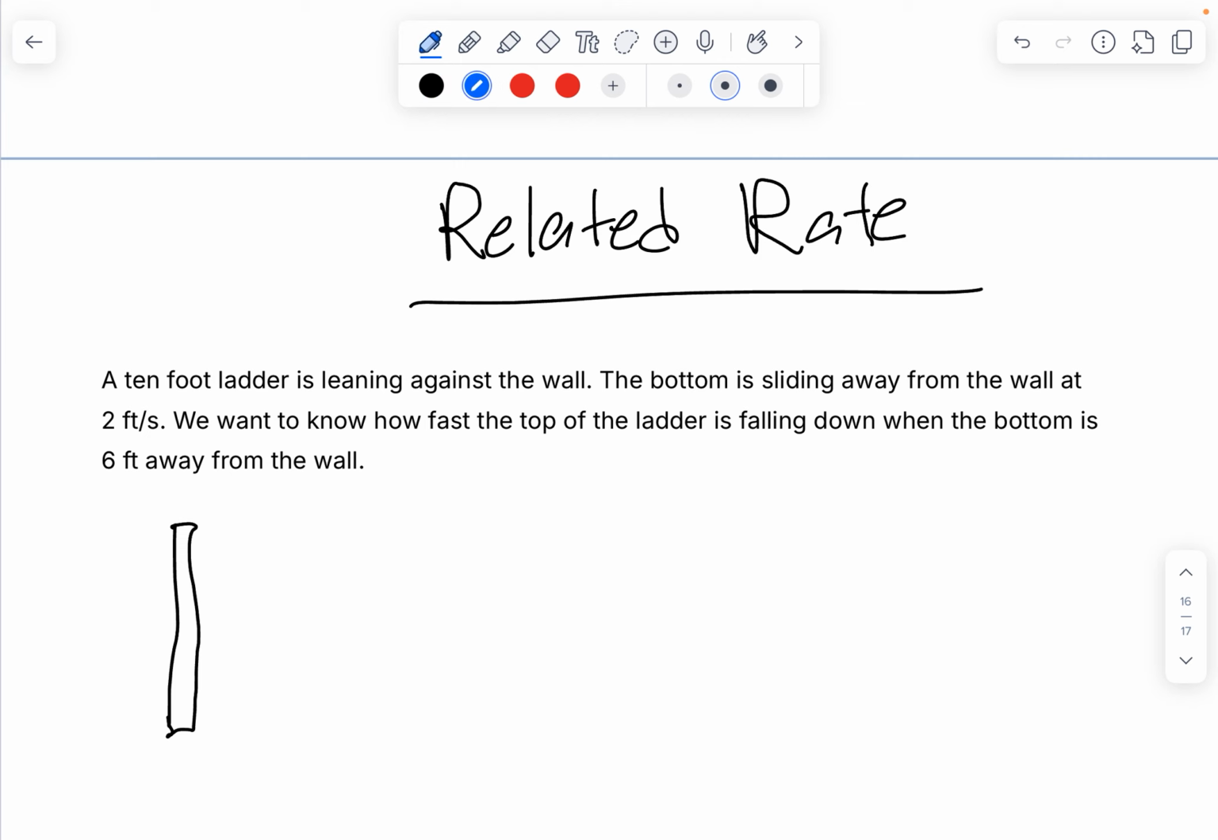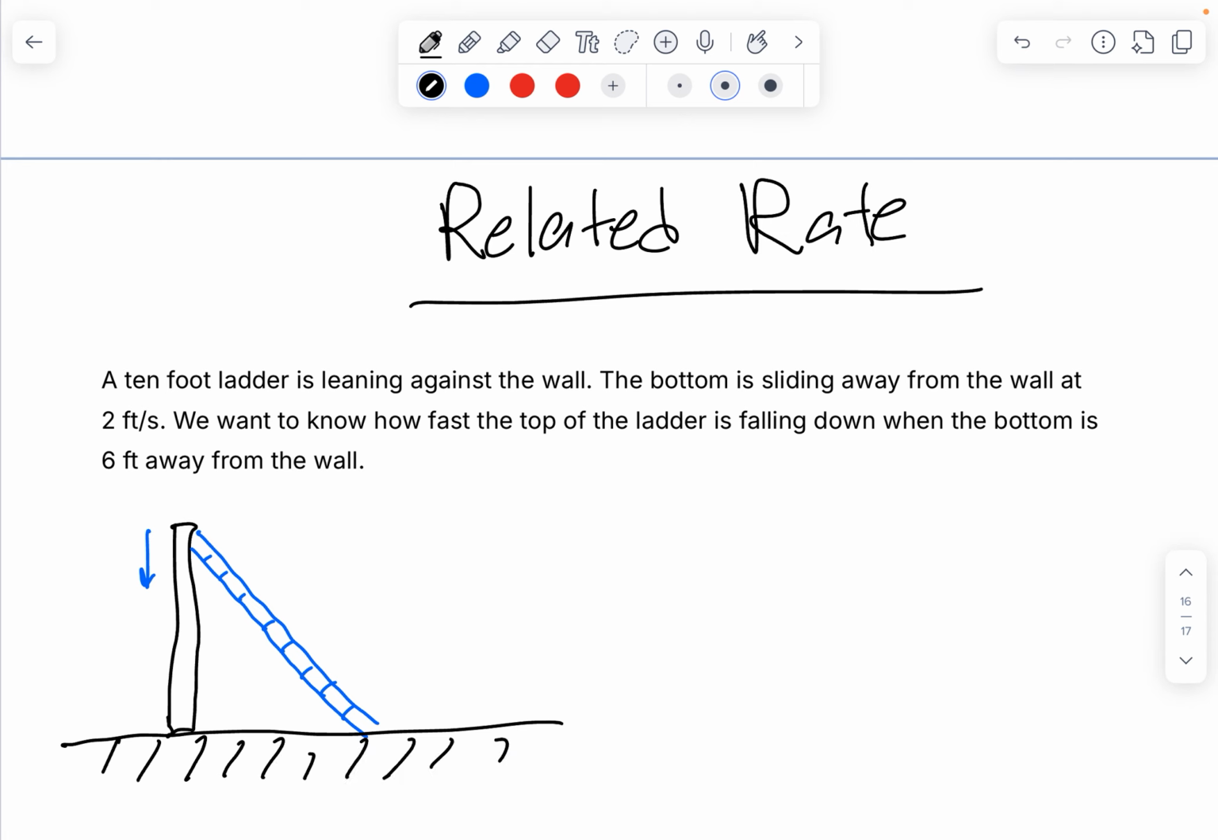And then I'm going to make the ladder blue just for fun. Awesome. And we know that it is falling down. And this is the ground. All right, so step one is to define our variables.